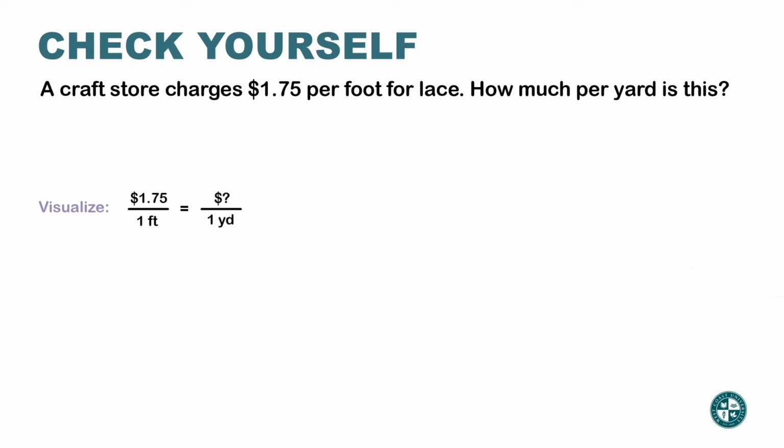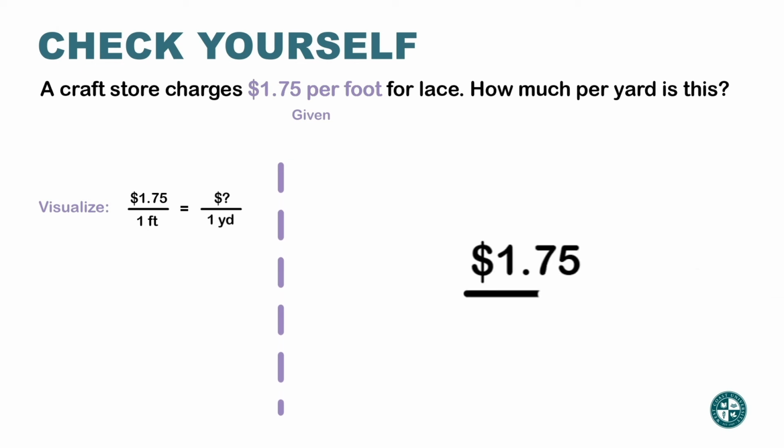Now, look at my two fractions here. The top is in dollars. The bottom is in feet. What I want is the top still in dollars, but the bottom in yards. So look at the two fractions. The top remains the same kind, money, dollars, but the bottoms are different kinds. So I need to work with the bottom here. What was given? $1.75 per foot. I'm going to write it like a fraction, $1.75 over 1 foot, like I wrote over here.